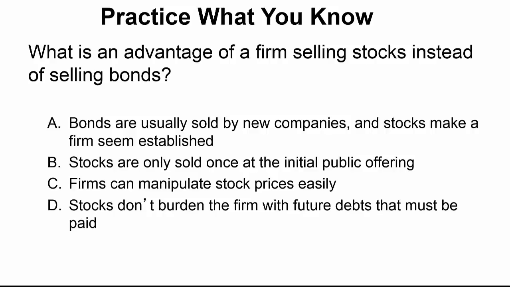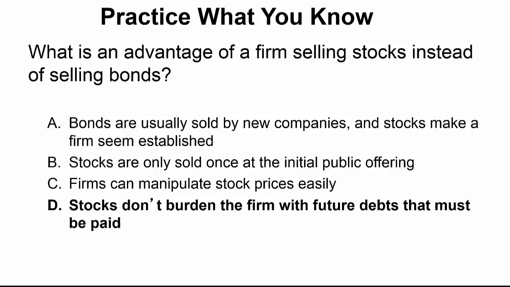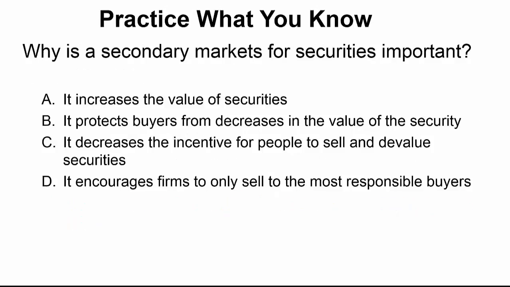What is an advantage of a firm selling stocks instead of selling bonds? Well, if they sell stocks, do they owe anybody money? No, they don't, but they still raise money. So that's kind of a good deal. So stocks don't burden the firm with future debts that must be paid. Why is a secondary market for securities important? Okay, remember the used car market. It's very similar to that. So it increases the value of those securities. They can be resold more easily. And that is the end.